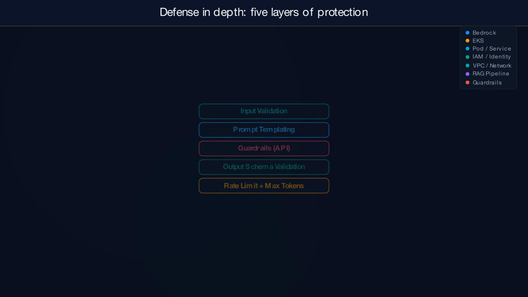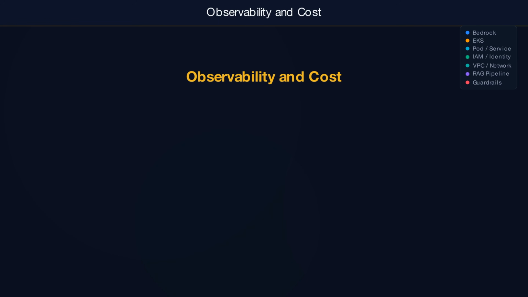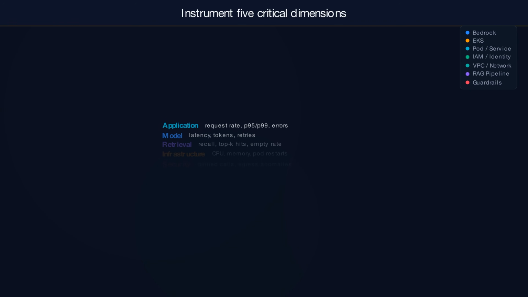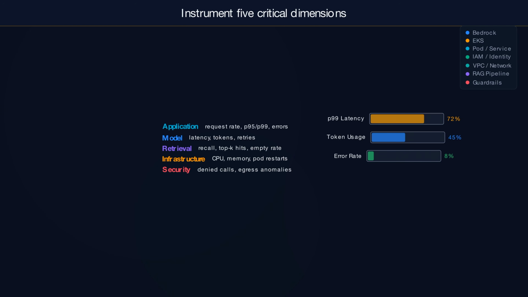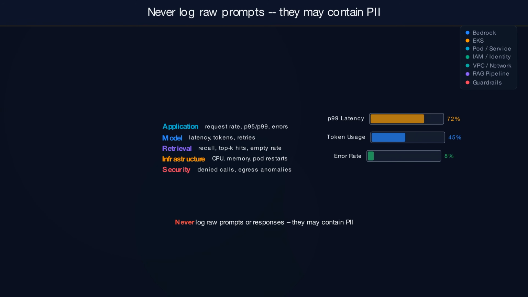You cannot optimize what you cannot measure. For observability, instrument 5 critical dimensions. First, application metrics. Track request rate, P95 and P99 latency, and error rate. Second, model metrics. Log inference latency, input and output token counts, model ID, retry attempts, and throttle events. Third, retrieval metrics. Monitor recall quality proxies, top K hit distribution, and the empty retrieval rate. That is how often your vector search returns 0 relevant chunks.